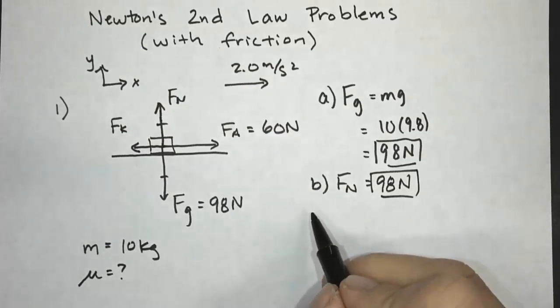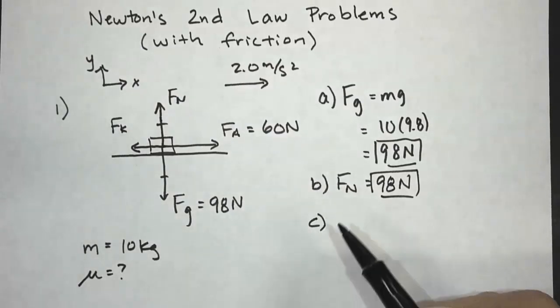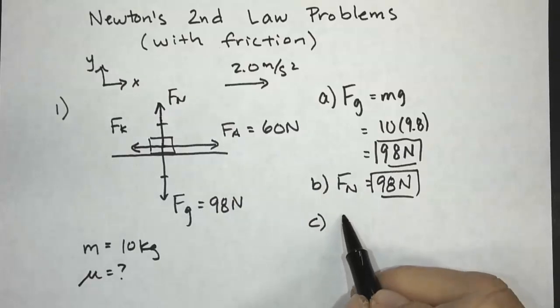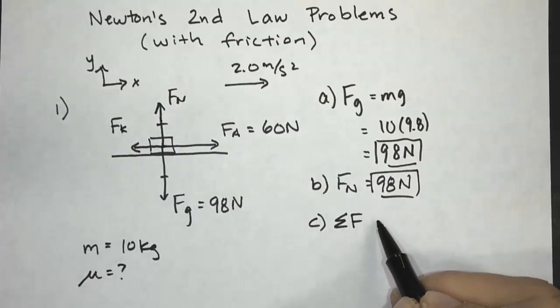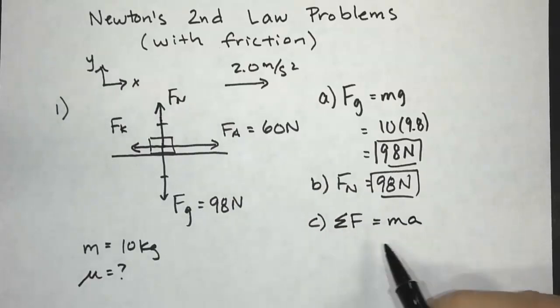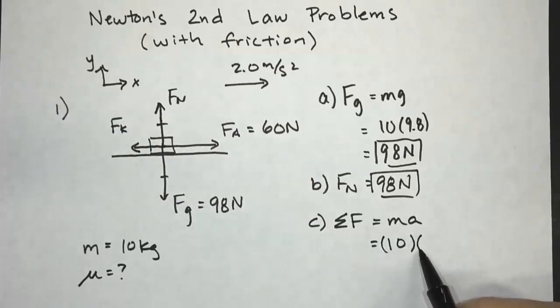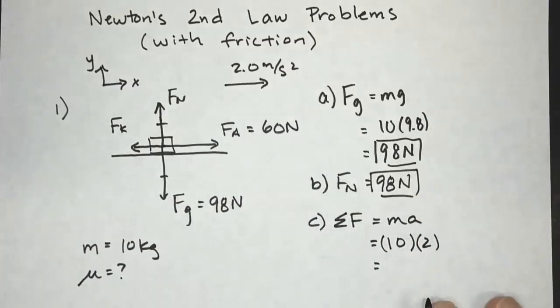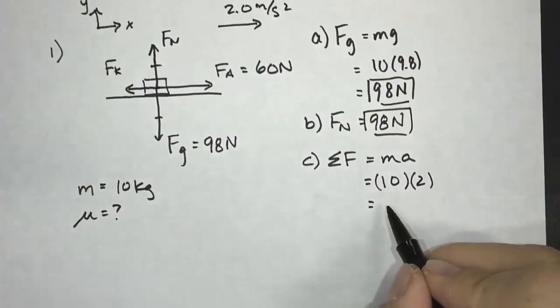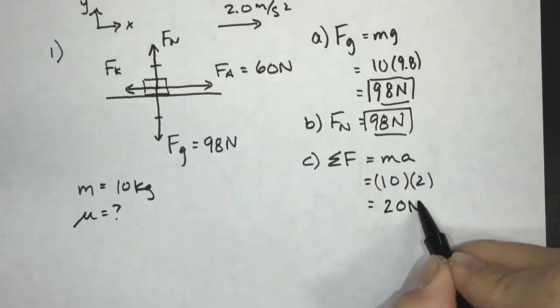The next question we're going to ask ourselves is, what is the net force? And the net force is equal to ma. Since we know that the mass is 10 and the acceleration, which is given, is 2, that means that the net force is going to be 20 newtons.